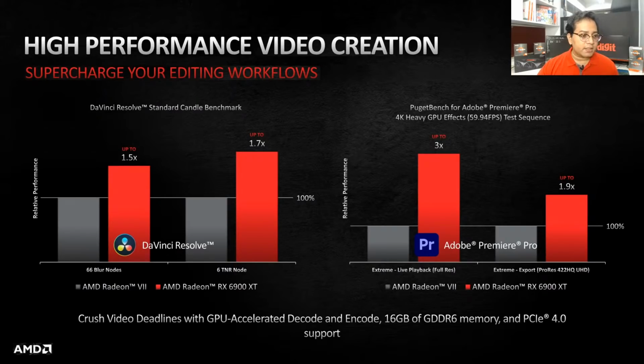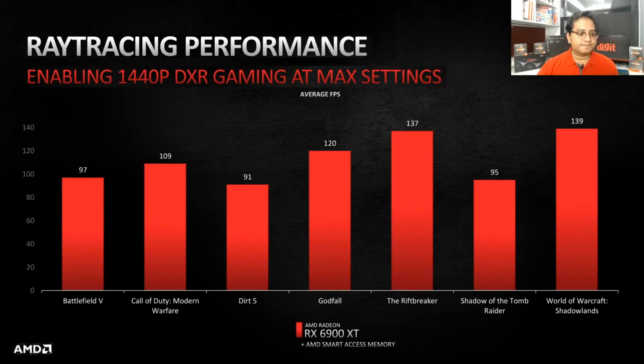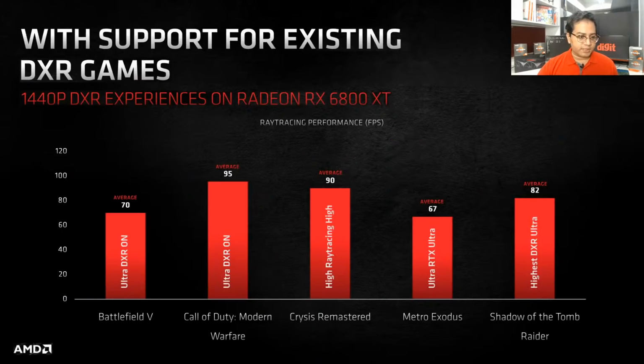Again, I can bring up the slide for that. Just a sec. There you go. So this is the ray tracing performance of the 6900 XT. This is with AMD Smart Access Memory enabled. And if you're looking at the 6800 XT, we should have it over here. There you go. So with both cards, you're getting more than 60 FPS in recently released titles. So if ray tracing is something that you're really gunning for, then these cards are pretty good at it.